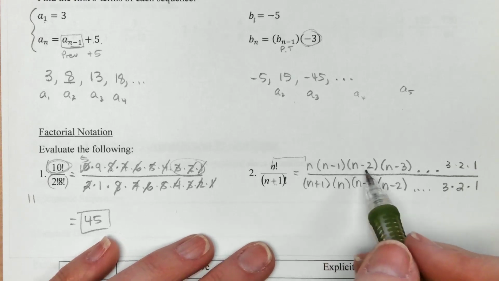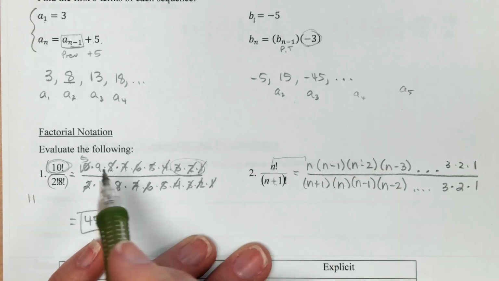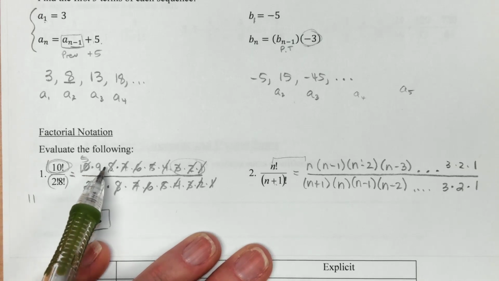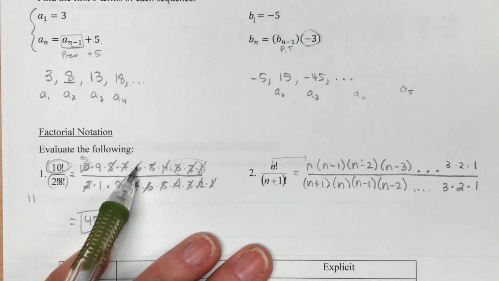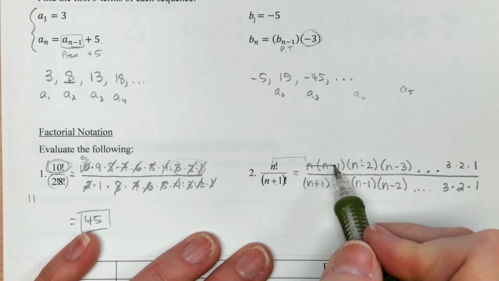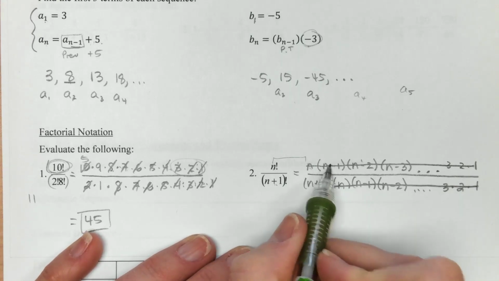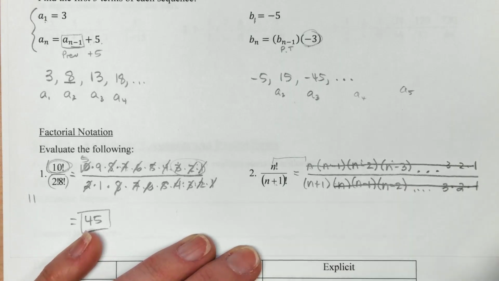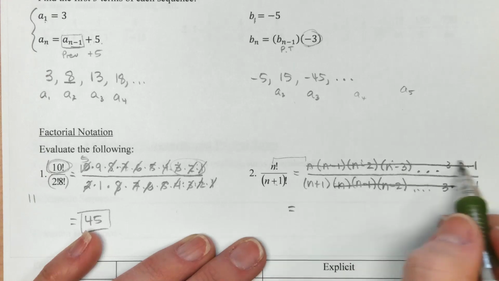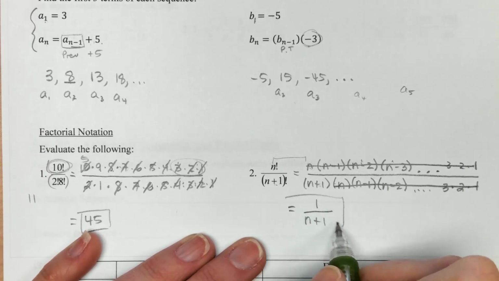You really only need to do your factorials until you start to repeat, because everything after that will be repeated, just like here. 10, 9, and as soon as I started with the 8s, everything after that was going to repeat itself all the way down. So I know that all of this is going to cancel with all of that. As soon as I started to repeat information, all of it's going to match up all the way down. So on the top, I'm left with a 1. Everything canceled. On the bottom, I'm left with just n plus 1.